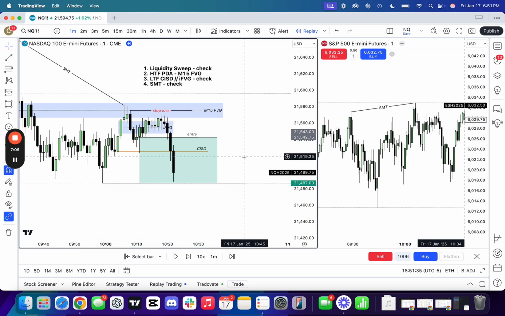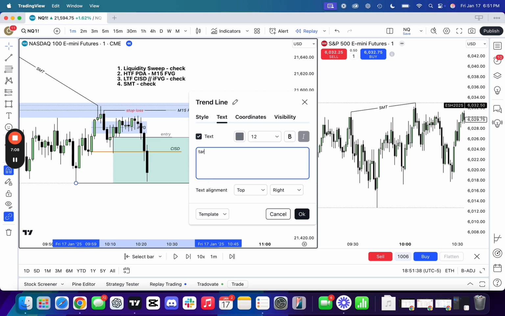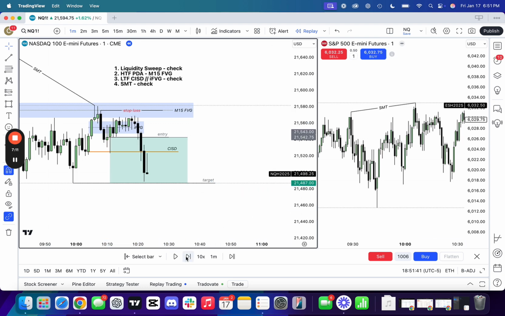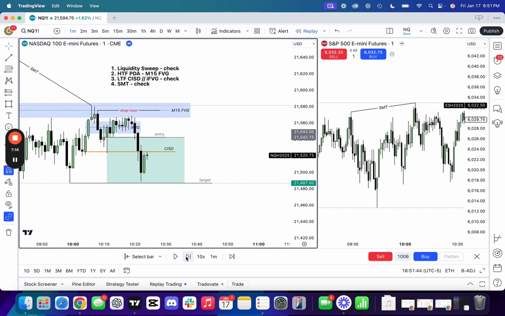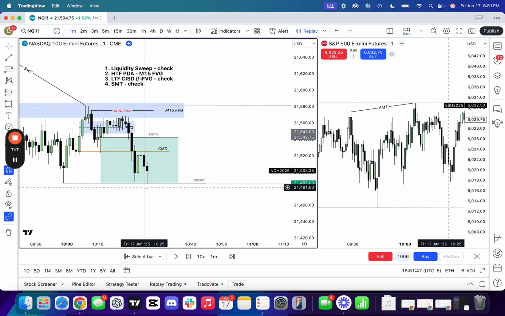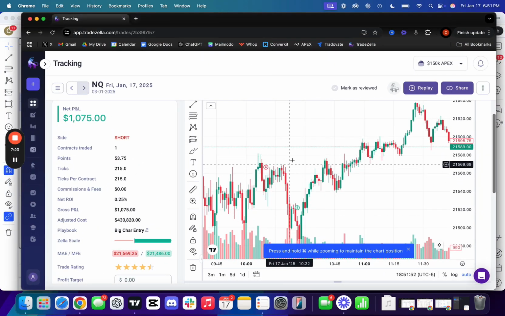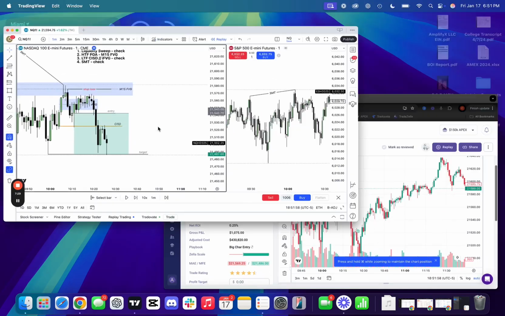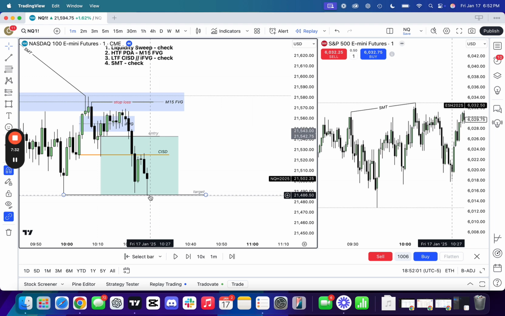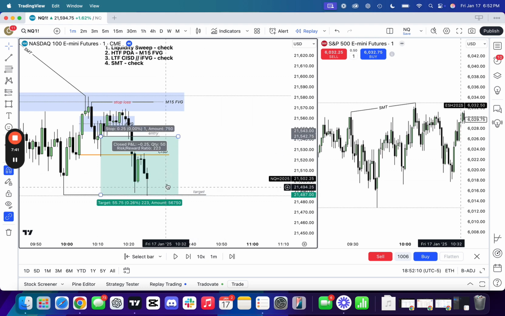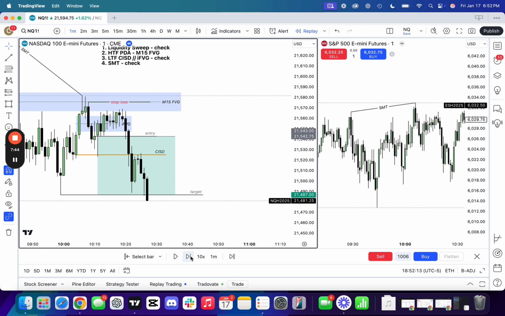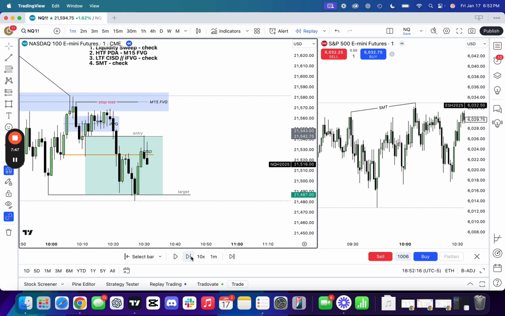And then look at this. This was my target. What happens? Price goes ahead, takes my profit right there. If you don't believe me, I can go ahead right here. 21,486. Right, what is this level right here? 21,486. Literally right there. Okay, and then what happened? Price immediately takes that liquidity and goes up to the upside and reverses.